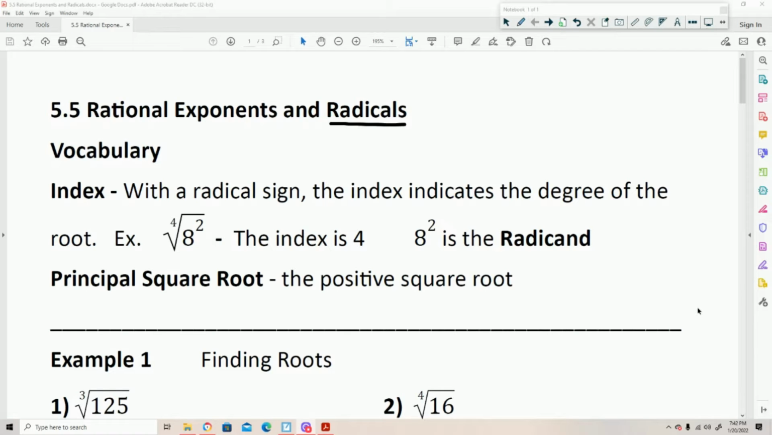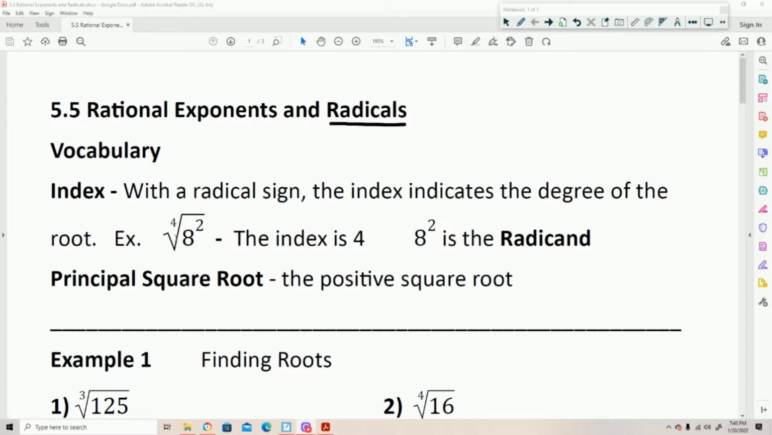This is 5.5, rational exponents and radicals. Now, a radical is the inverse operation of an exponent. And we're going to basically go back and forth between exponents and radicals as we go through this lesson. I'm just going to introduce what this is.